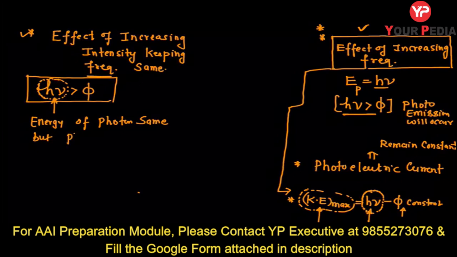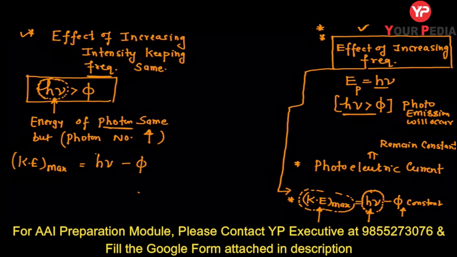But photons with this energy are increased. Photon number is increased. If the energy of photon is same, this factor is same, means the maximum kinetic energy of ejected electron, which is h nu minus phi, is identical. So this will be same. This is independent of intensity, nothing concerned with intensity.